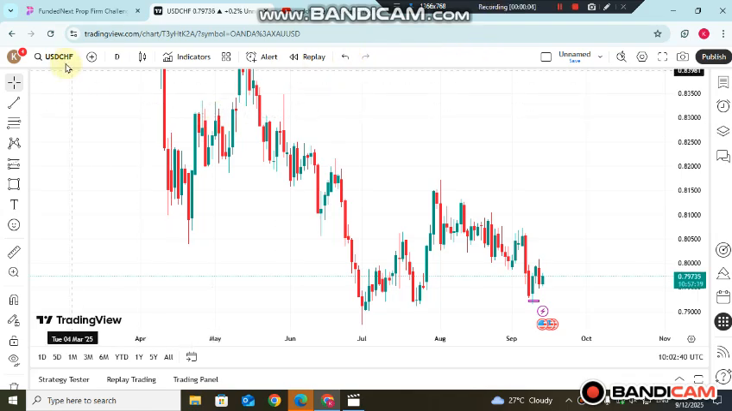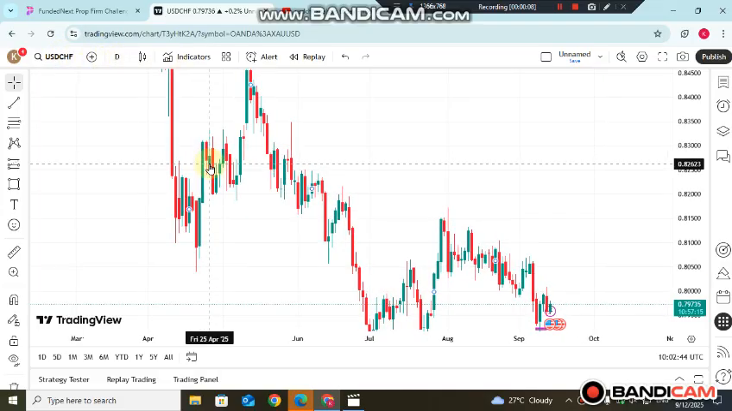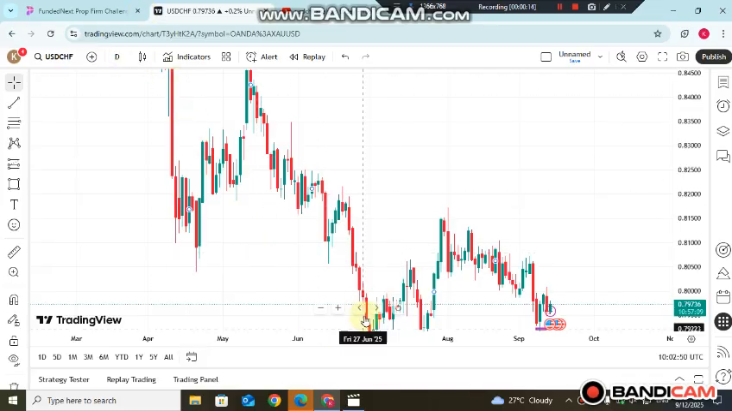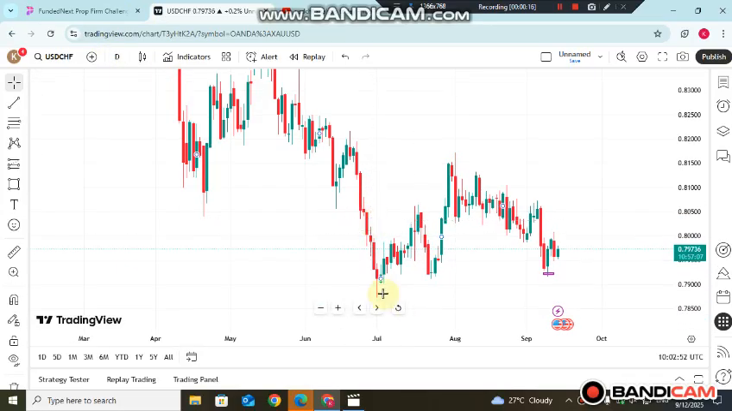Looking at USDCHF right now, you can see that this market has been trending downwards. This is on the daily time frame, right? You can see that it has been making a series of lower highs.